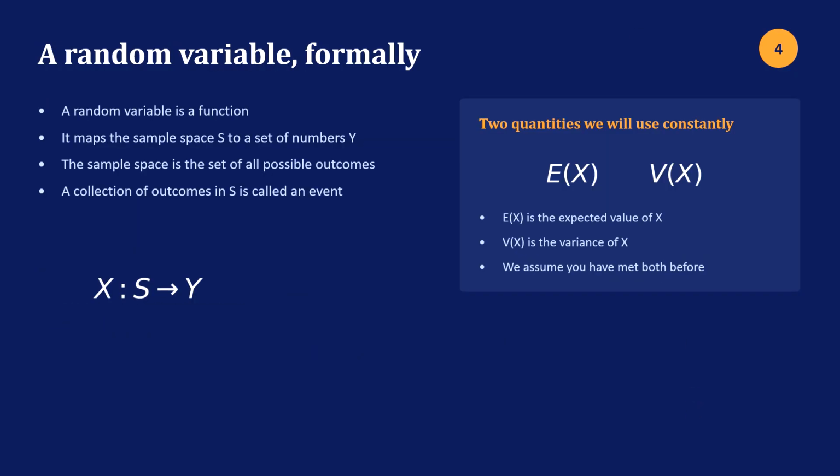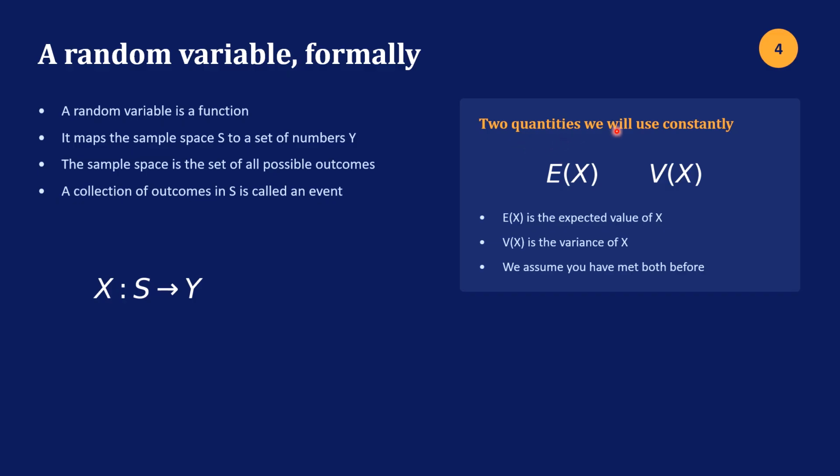So, slightly more formal than our hand-waving definition on the previous slide. A random variable is a function. It maps the sample space S to a set of numbers. The sample space is the set of all possible outcomes. A collection of outcomes in S is called an event. So in our dice example, the sample space was either an even sum of the 2 die or an odd sum. That's our S, and then it maps to either 0 when the sum was even or 2 when the sum was odd, just to put it into an example here.